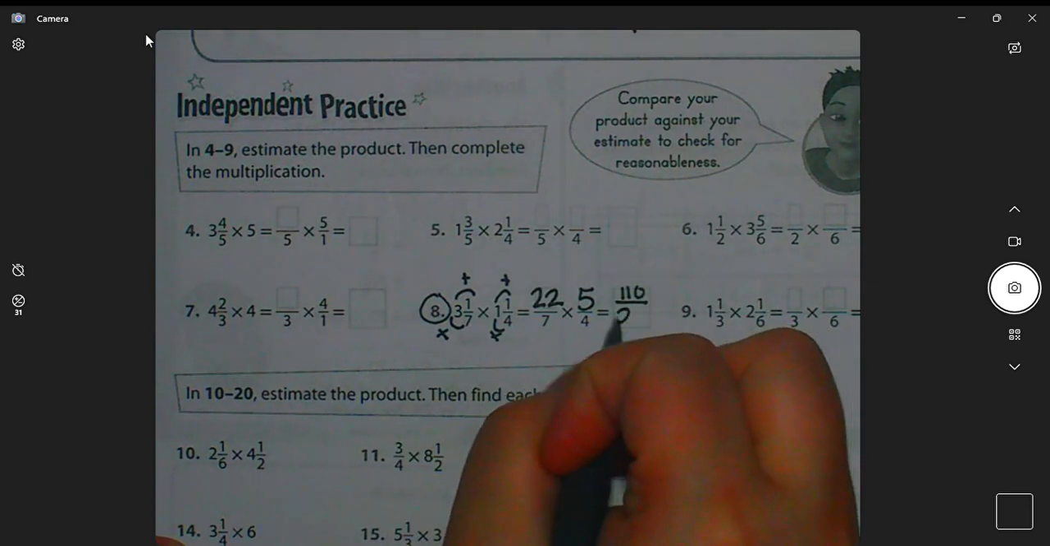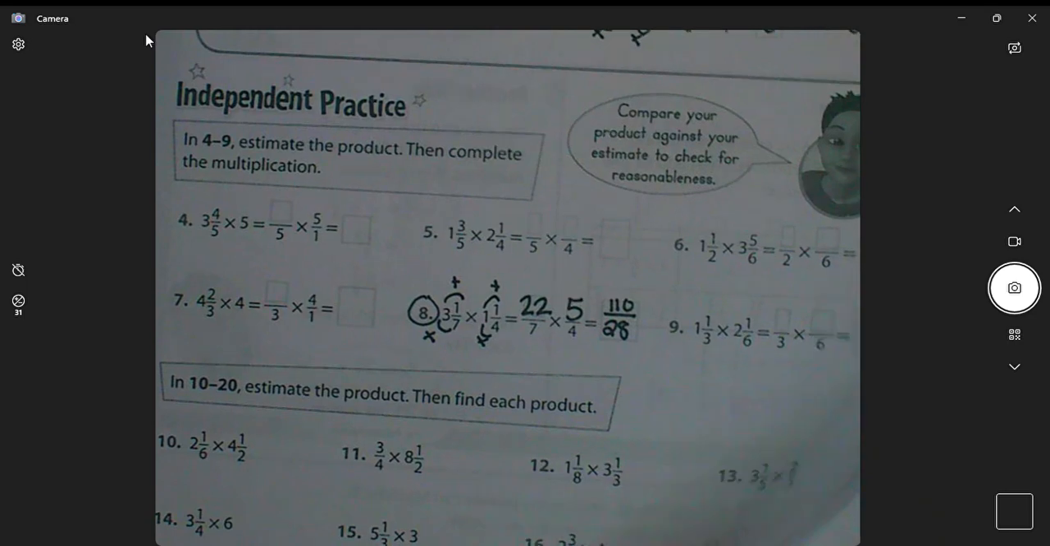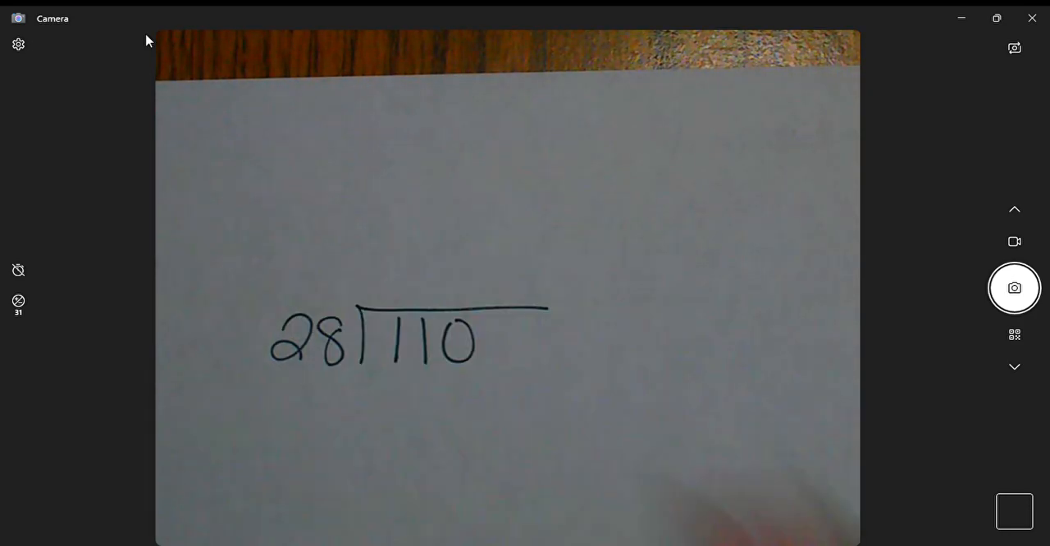110 divided by 28. And unfortunately for that one, I will have to figure out how far I can get 28 into 110. So I'm going to start off with 28 times 4. That's what I'm going to start off with first, because I know if I do times 5, it's going to put me too high when I carry over. So I'm going to start with times 4, and I may have to work my way backward.